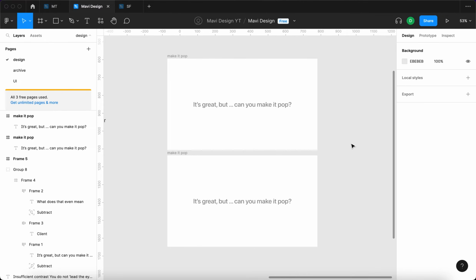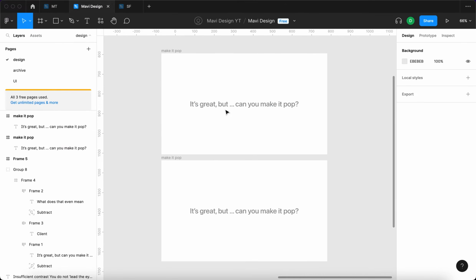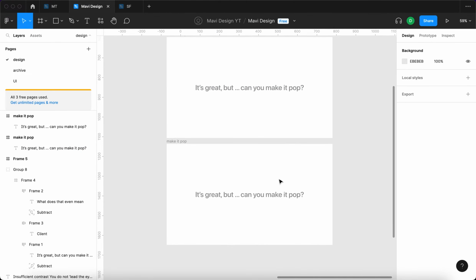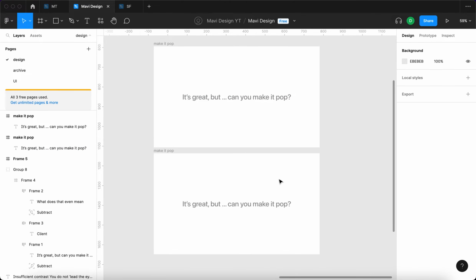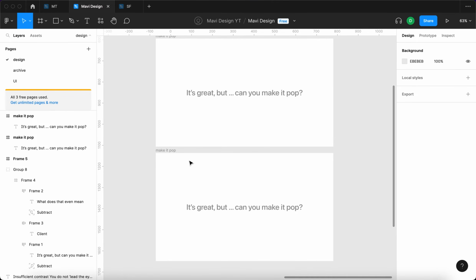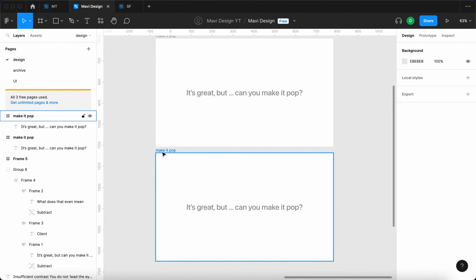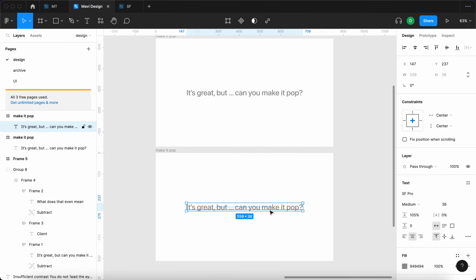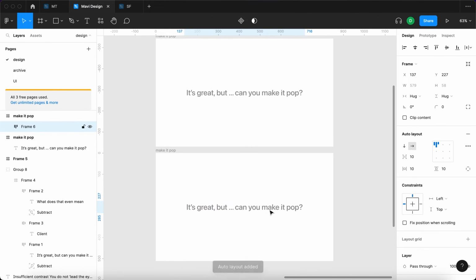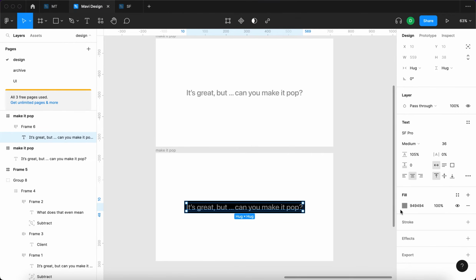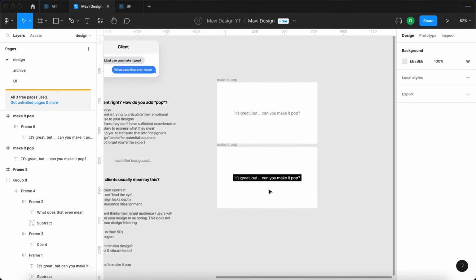So here we have 2 frames. What you can see here is they both have this phrase. It's great, but can you make it pop? And we are going to try and make this pop, right? So let's use these 4 tips. So, insufficient contrast. As you can see, we have light gray and white, which are different colors, but they are not the most different colors that exist, right? So as a first step, let's try adding this to an auto layout, making the background black and making the font white. Now that's definitely more contrast.